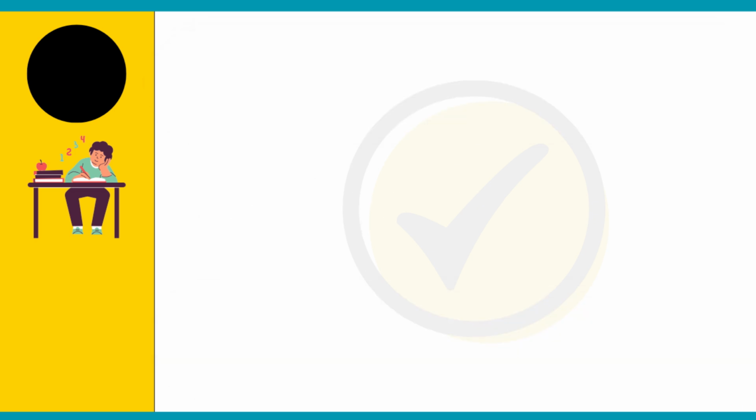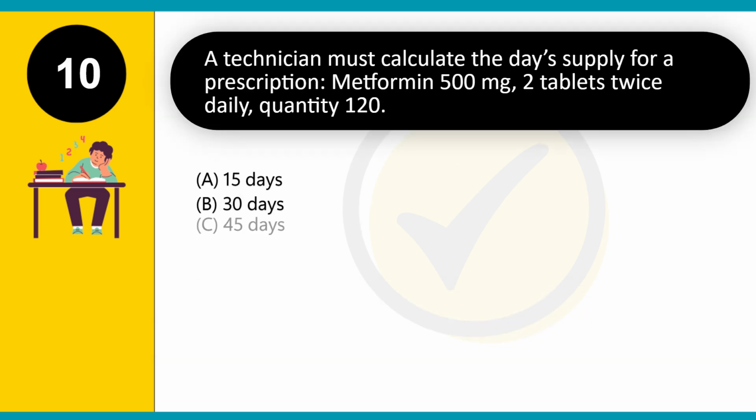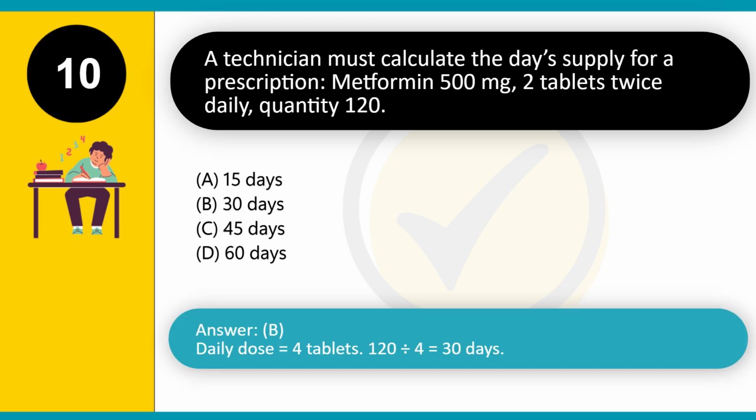A technician must calculate the day's supply for a prescription, metformin 500 mg, 2 tablets twice daily, quantity 120. A. 15 days. B. 30 days. C. 45 days. D. 60 days. Answer, B. Daily dose equals 4 tablets. 120 divided by 4 is equal to 30 days.